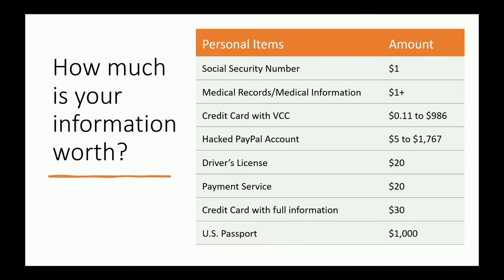Credit cards with VCCs, those are anywhere from 11 cents to almost $1,000 each. A hacked PayPal account can go from anywhere from $5 to almost $1,800. A driver's license number can go for up to $20. Payment services, about $20 as well. Credit card information with full individual information, that package can go for about $30 a piece. U.S. passport numbers go for about $1,000 each.